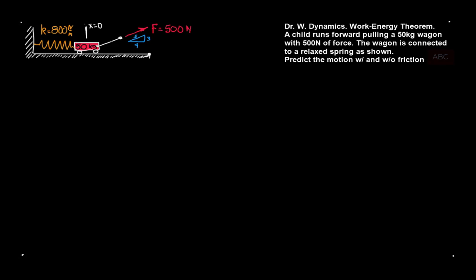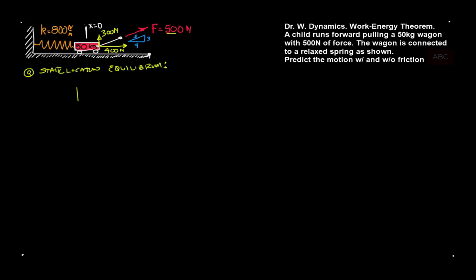So if we look at this, we have 500 newtons, which we can break down into 400 newtons in the x and 300 newtons in the y, based on the 3, 4, 5 triangle for this. And what I'd first like to find is the static location where the wagon would be in equilibrium.